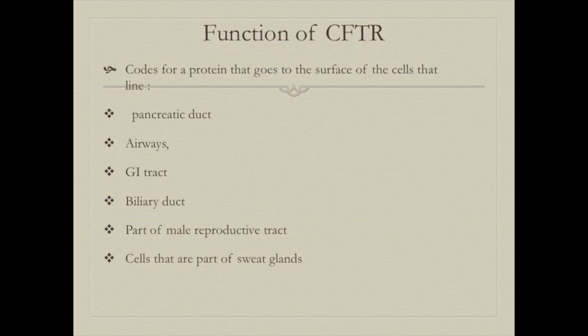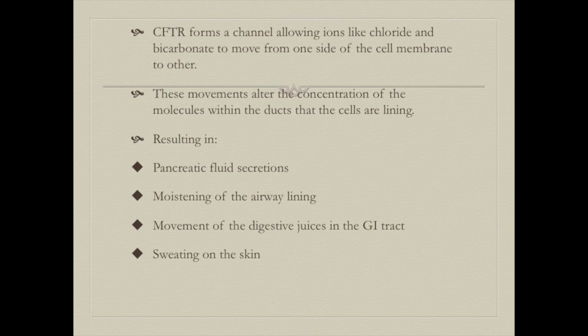So what are the functions of CFTR? This gene codes for proteins that go to the surface of the cells that line the pancreatic duct, airways, GI tract, biliary duct, parts of male reproductive tracts, and cells that are part of sweat glands. This gene also creates a channel that allows ions like chloride and bicarbonate to move from one side of the cell membrane to the other. The movements of ions changes the concentration of the molecules within the ducts that the cells are lining, and this change results in pancreatic fluid secretion, moistening of the airway lining, movement of digestive juices, and sweating on the skin.